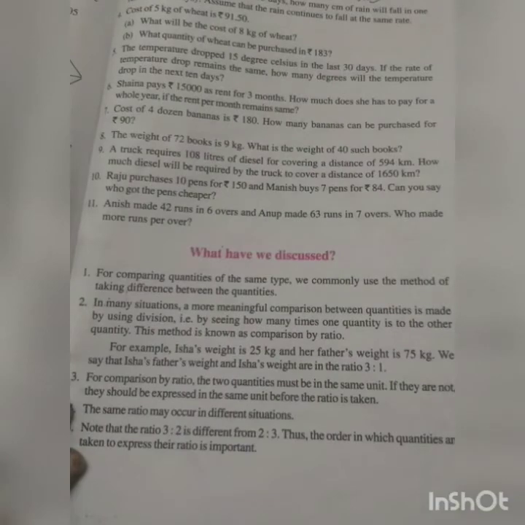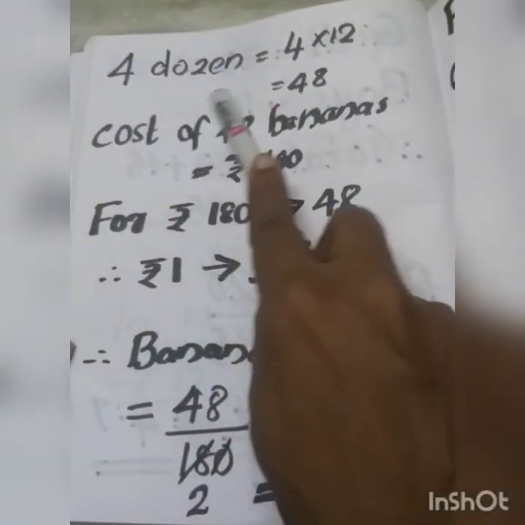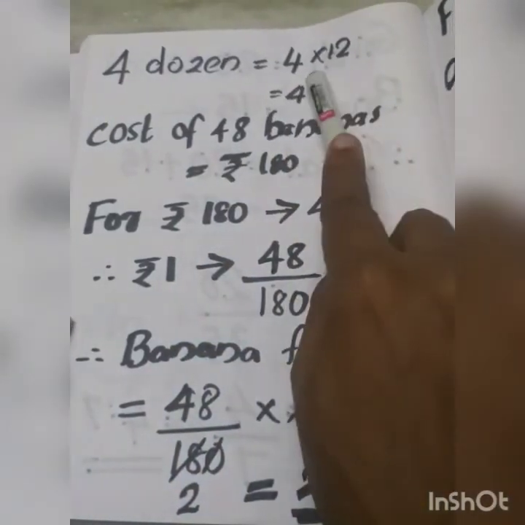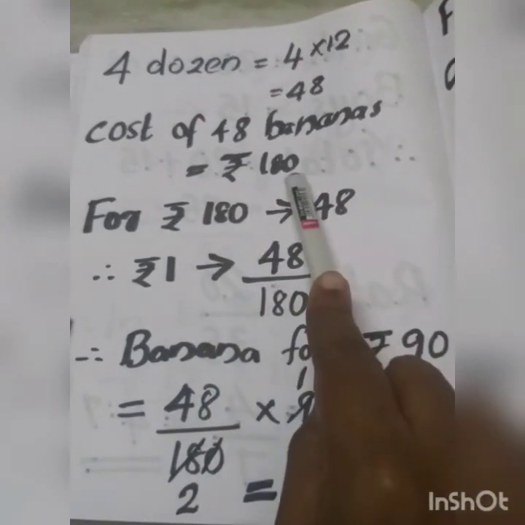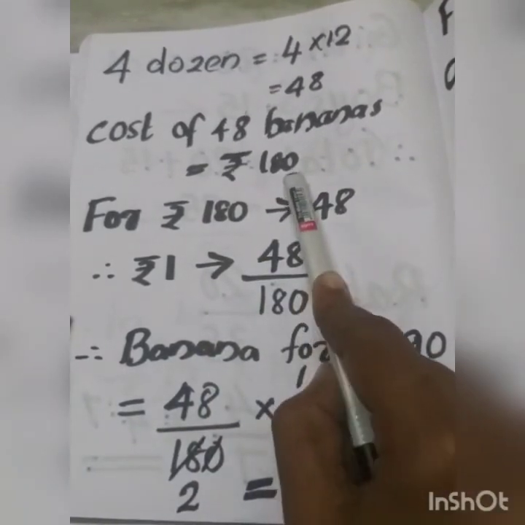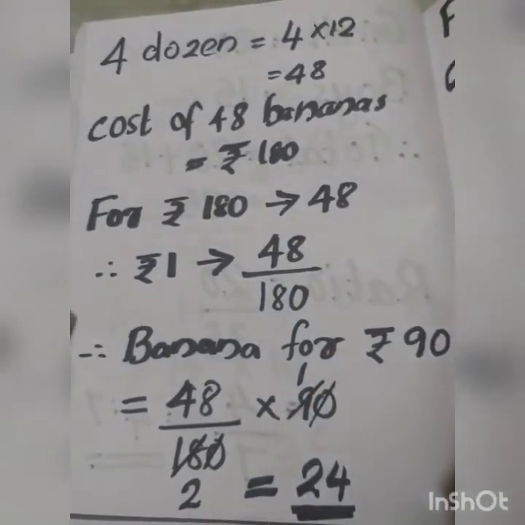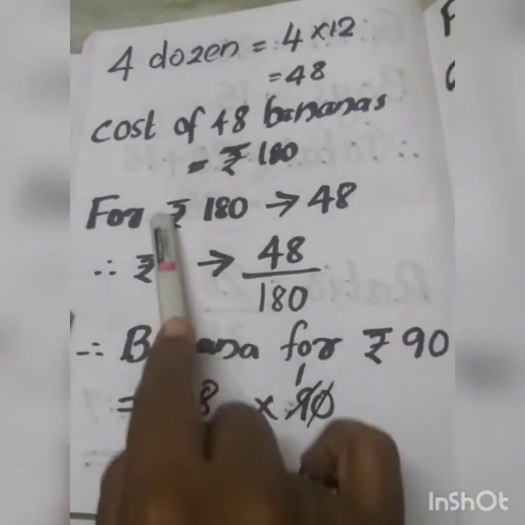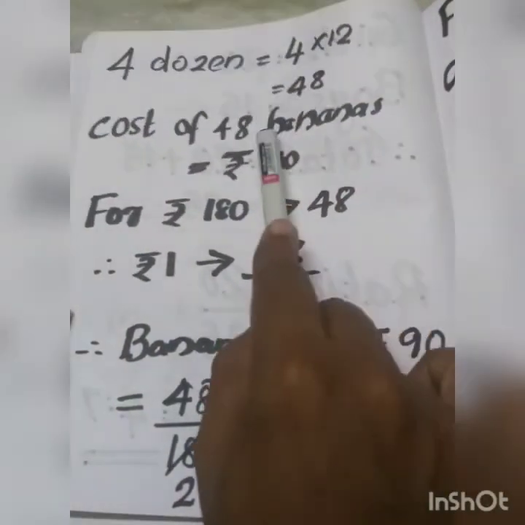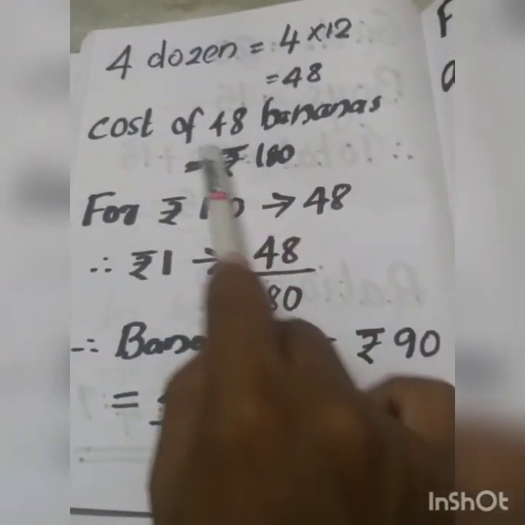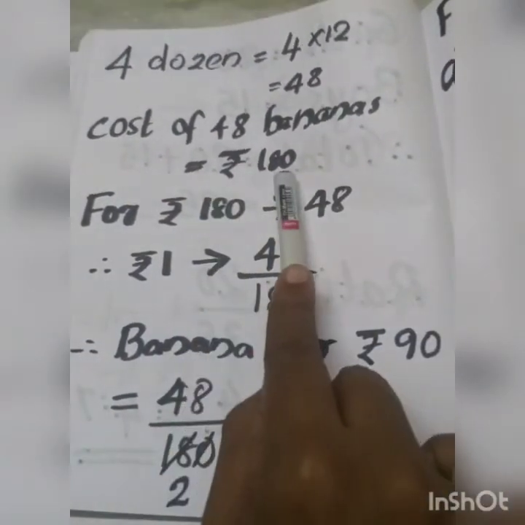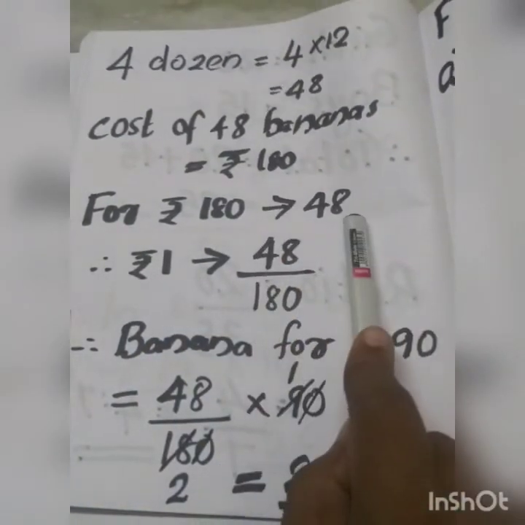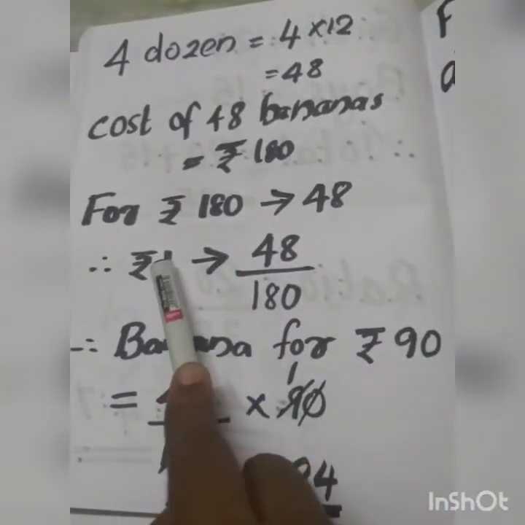So how can we solve? Given the cost of 4 dozen bananas, 1 dozen is 12, isn't it? So 4 dozen, 4 into 12, 48. So the cost of 48 bananas is given as rupees 180. We need to find how many bananas we can buy for rupees 90. So we need it in rupees, so in reverse order I wrote. For 180 rupees, how many bananas am I getting? 48. This fact itself I wrote in reverse order: the cost of 48 bananas is rupees 180. So for 180 rupees I will get 48 bananas. So for rupees 1 how many bananas will I get?